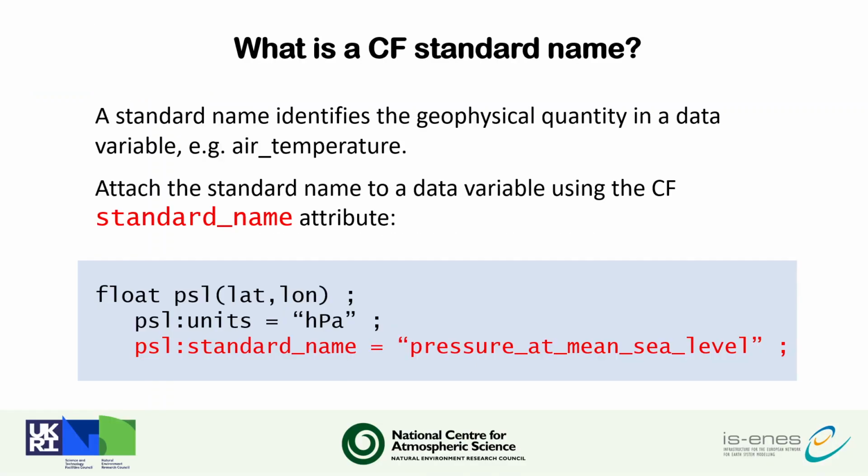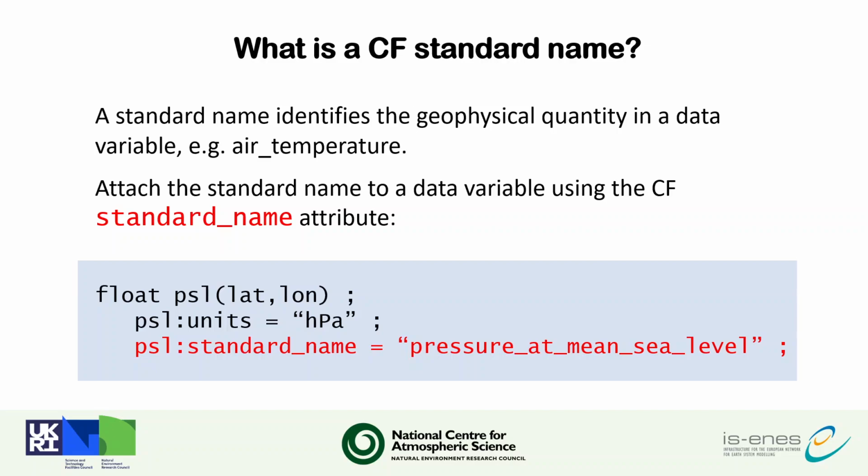First, let's recall that a CF standard name is used to unambiguously identify the geophysical quantity represented by the values inside a netCDF data variable. For example, quantities such as air temperature, cloud fraction, or sea ice thickness could all be identified using a standard name.